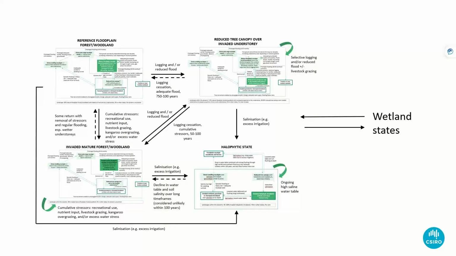I did show the nitty-gritty, so here are the nitty-gritty details. With these black arrows that are showing the transitions, there'll be different probabilities of transitions between those different expressions within each of those different states, and you also can get a shift out to the wetland states.